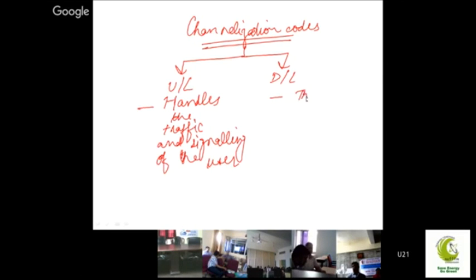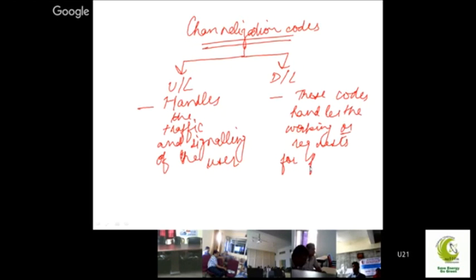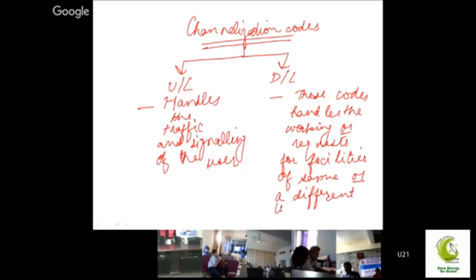Downlink codes handle the working or requests for facilities of the same or a different user, like voice, video or data. Same or different users means that one or many users want to use these facilities, some want to use voice, some want to use data, some want to use video calling.